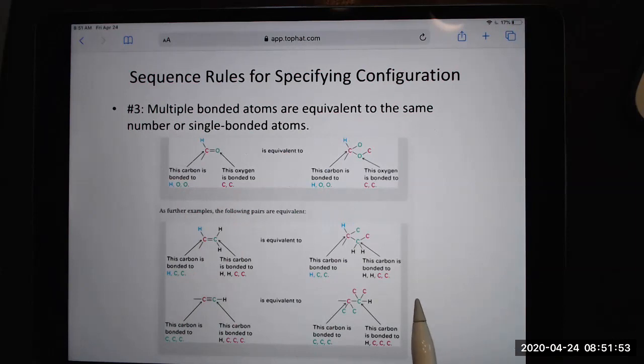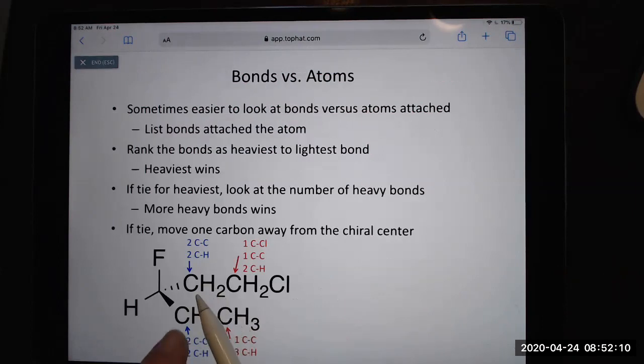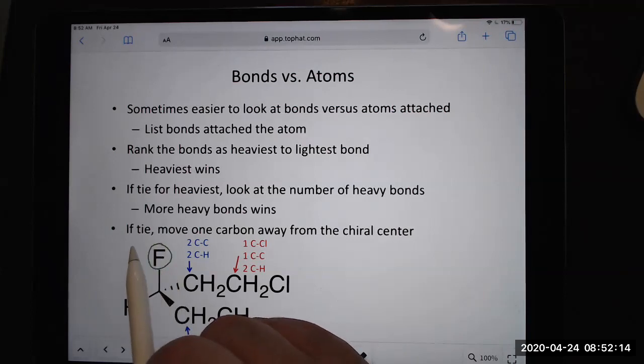If there's a tie, then we're going to radiate out, just like we did when looking for chiral centers. As soon as we find a difference, we'll stop. So if it's, say, a carbon and a carbon for two of them, what we need to do then is look at, so like for here, this would be the number one.